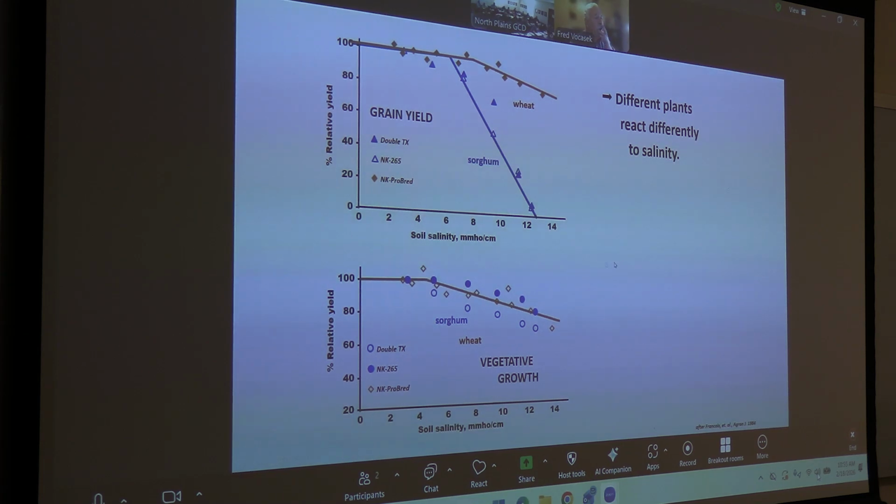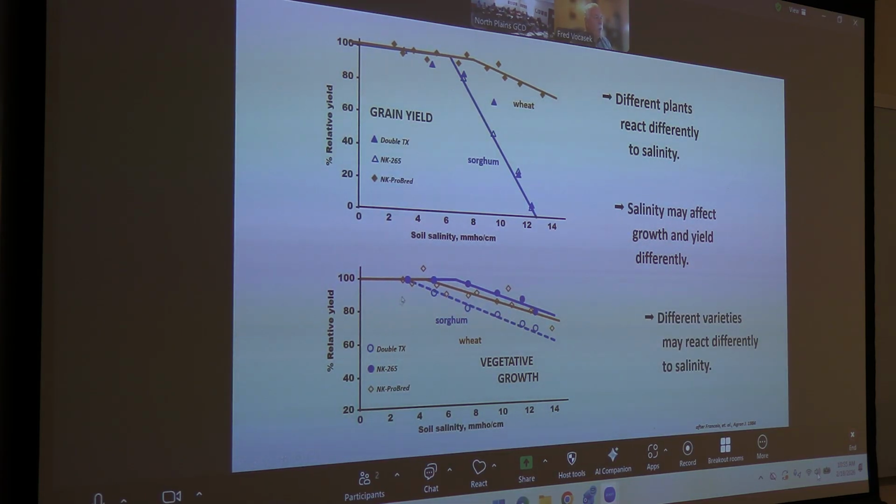Now, this was comparing grain yield, and now we've compared vegetative growth or forage yield. It's the same wheat variety, so we have a threshold that's a little lower and a decline. We still have wheat as a pretty good crop here, and we've got two different sorghum varieties. We've got one that responds very much like wheat in terms of forage yield, and one that has a lower threshold and a more rapid decline.